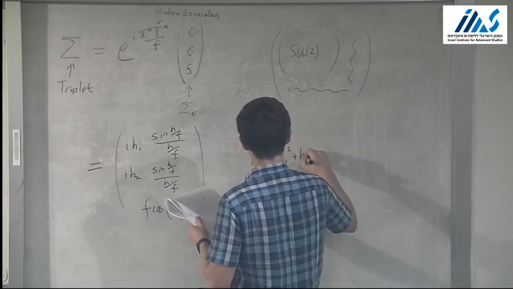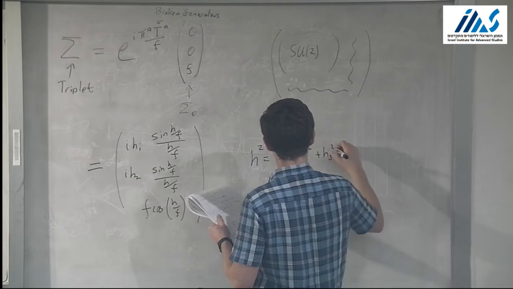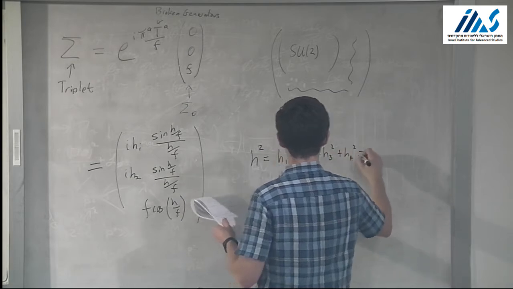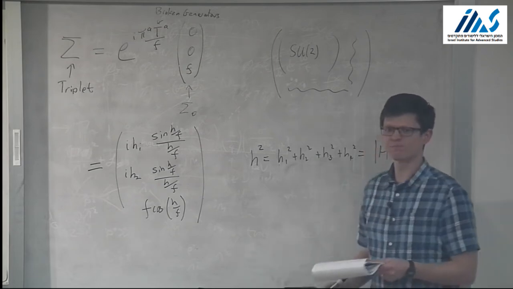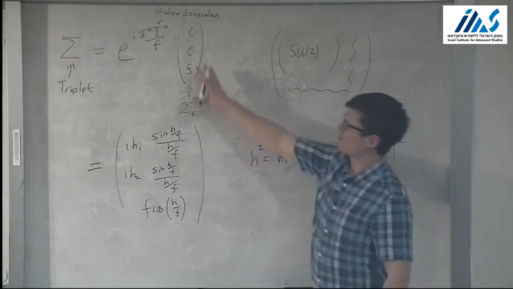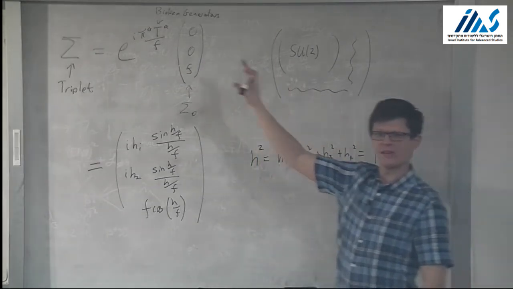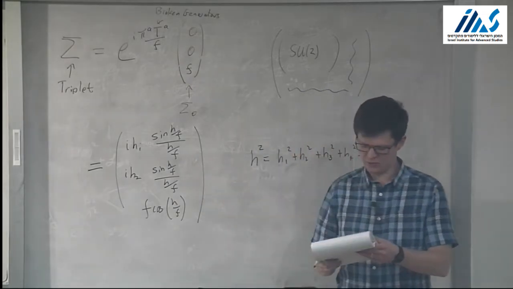where H squared is H1 squared plus H2 squared plus H3 squared plus H4 squared, which in normal language we would write as the mod of big H squared. Okay, so you can do this as an exercise if you wish. Just plug it in, and this is what you get.